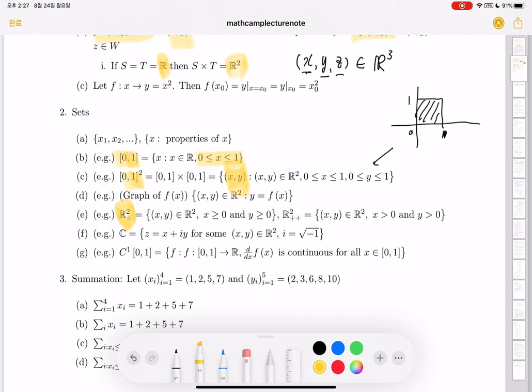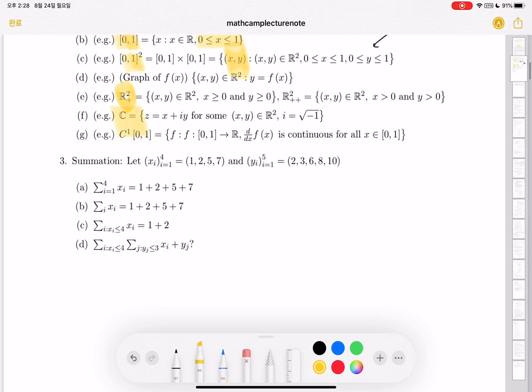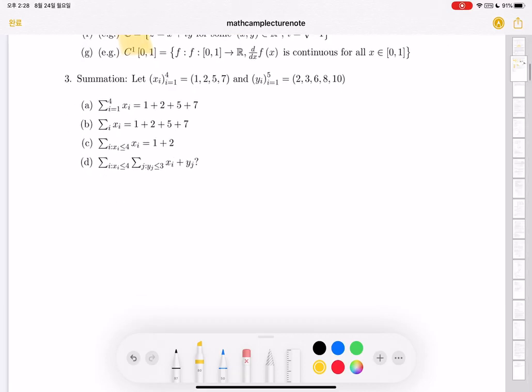You probably won't encounter this thing. The C is a set of the space of complex numbers. And we are going to define or set every time we are going to use. Okay, and you know how to do the summation, so I want you to take some time doing these exercise questions.